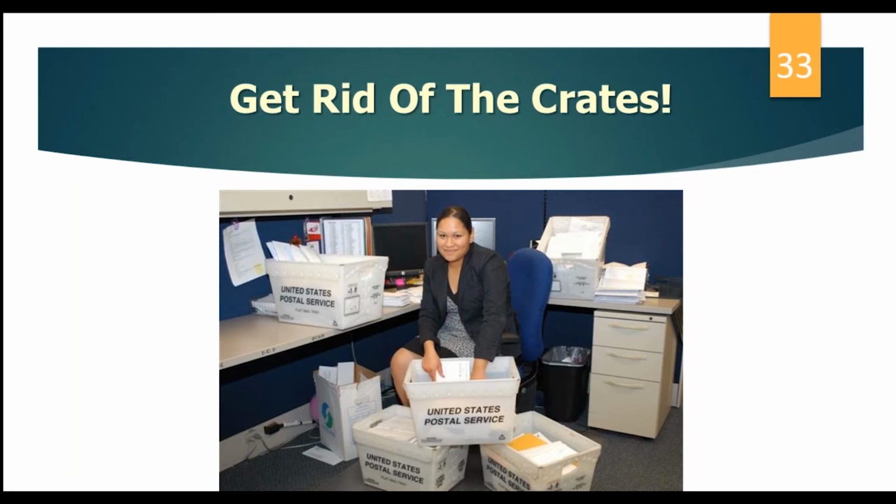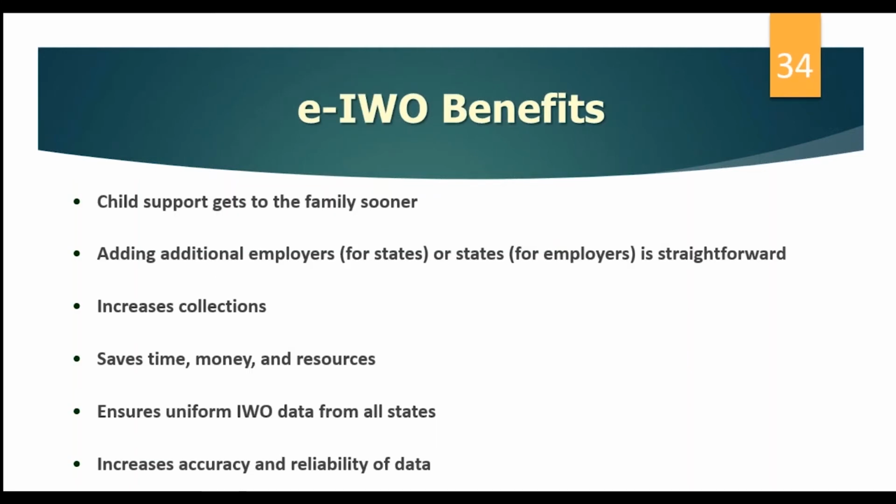One of the benefits that we like to talk about the most of using the E-IWO process is that it will get child support to the family sooner. We have done studies to prove that by sending it to you electronically, you can react to the order faster and be able to enforce the order, saving time on the postage and the mail handling and all of that. And it's really easy for us to add new employers and for the states to add the new employers to know that they can send them electronically through us.